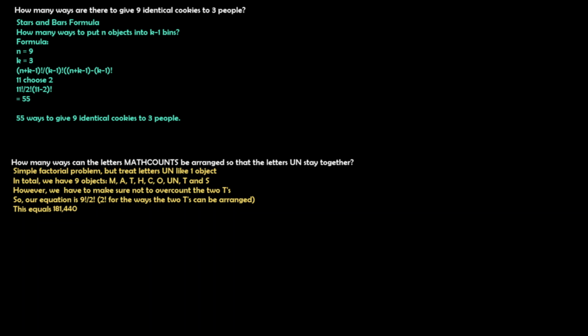So here I taught you two formulas for different problems. One for putting n objects into k minus 1 bins, urns, whatever you'd like to call it, and how to do factorial problems with overcounting. So these should help you solve problems faster and get them correct.